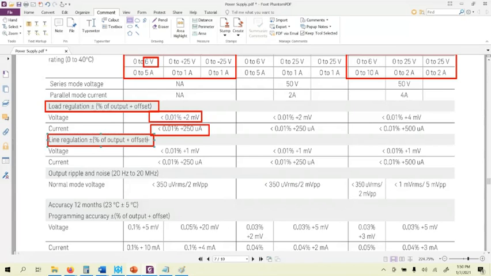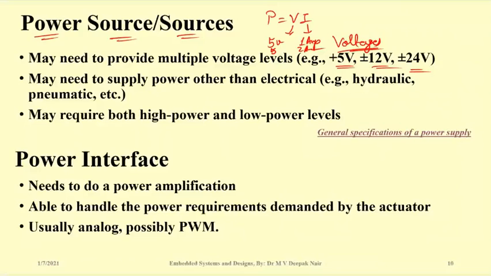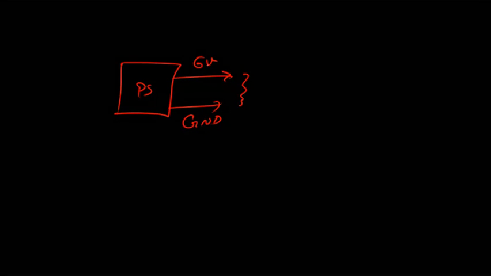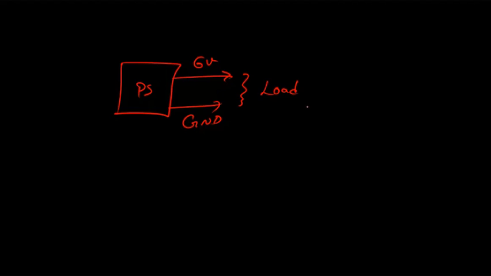Like the load was at the output. We had the power supply, PS, and at the output section we had 6 volt and ground. So any change in 6 volt due to the change in load will be termed as load regulation. That means change in 6 volt due to load is called load regulation.